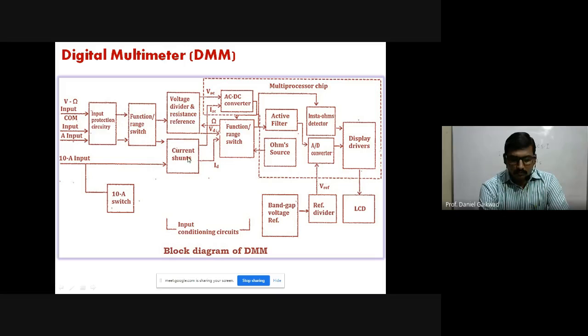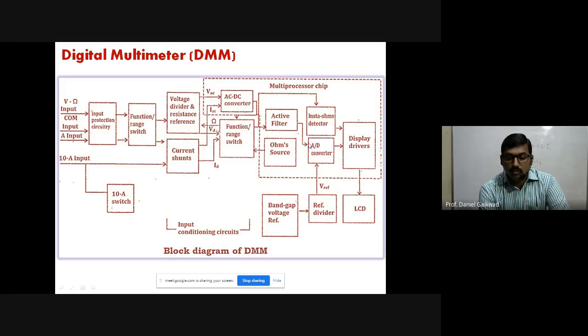So we have the shunt, meaning a parallel resistance. The 5 ampere current doesn't go directly to all the blocks, but is divided here, and division of current takes place. So the current will be shunted, and after division a small portion of the current goes, if it is AC, to the AC to DC conversion, or if it is DC, ID, it goes to the function or range switch, and after converting it will go to the active filter circuit.